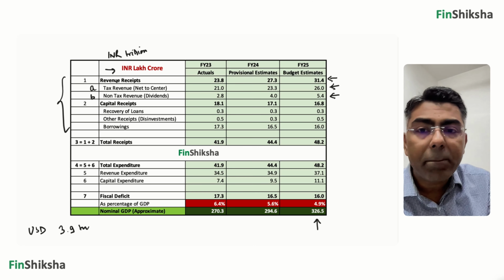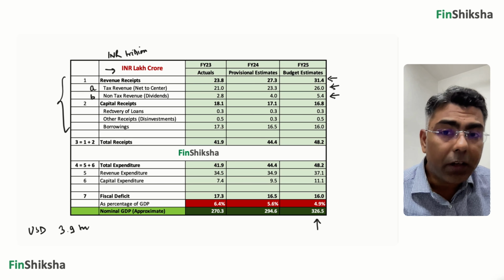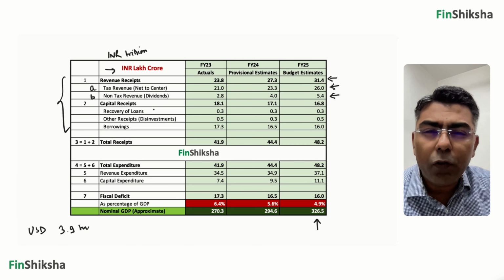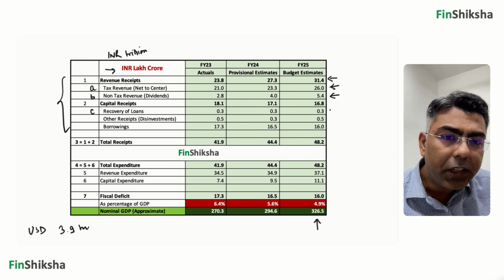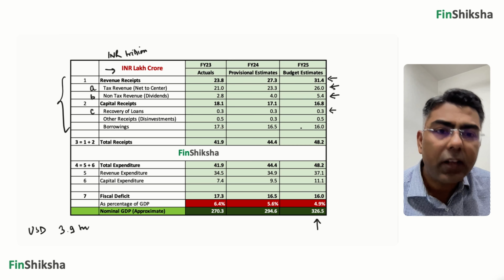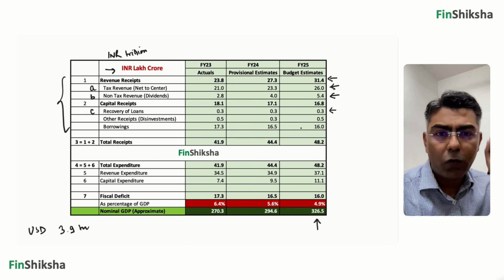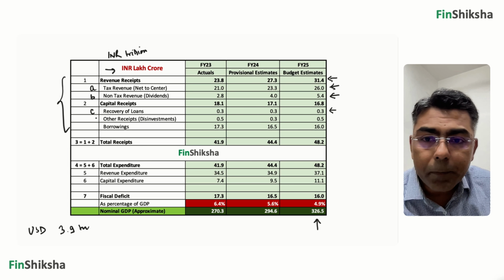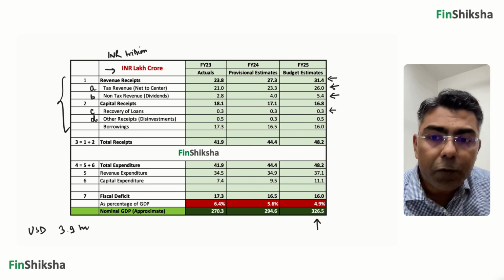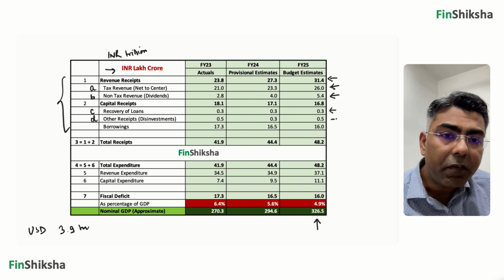ये तो हो गया आपका revenue receipts. अब आ जाते हैं capital receipts पे. So I said there's a recovery of loan, which is a small number. You can probably call that C. That's about 30,000 crore or 0.3 trillion that you see here, right? Last column mein for FY25 budget estimates, the year we are in right now. Then look at other receipts, which is disinvestment. Let's call that D, that is 0.5.